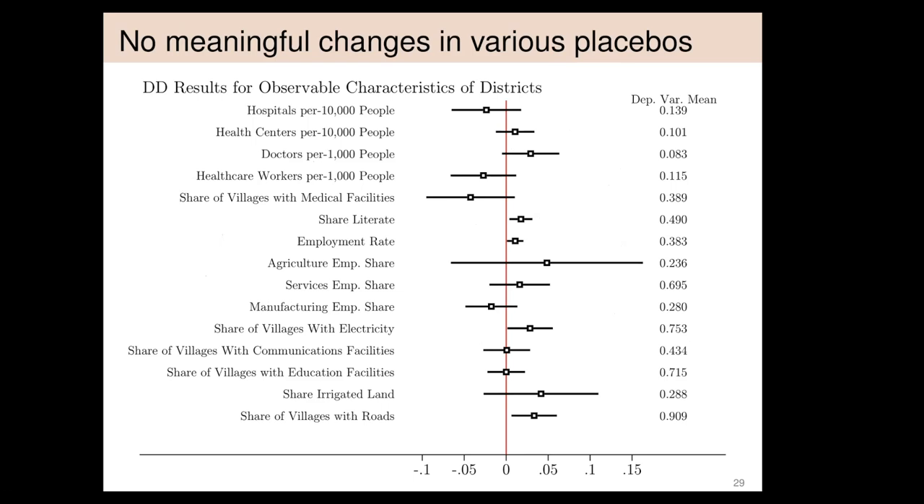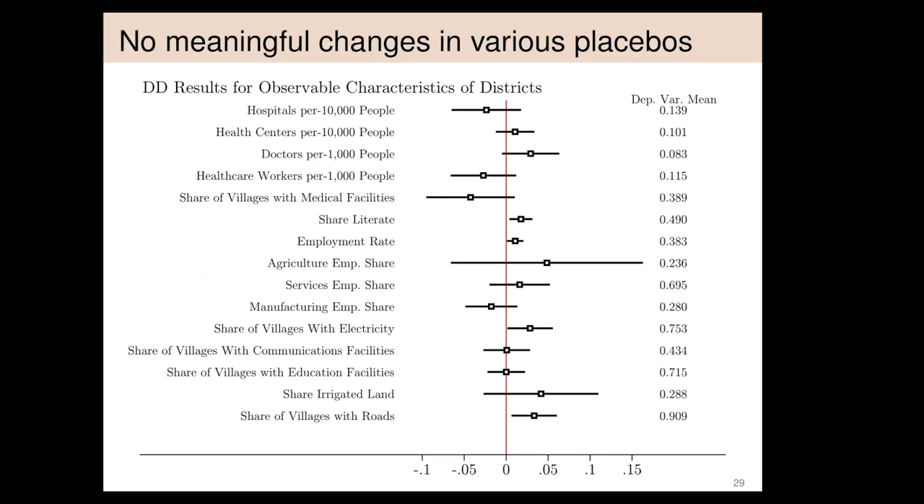Through this long list of different outcomes that might potentially offer an alternative explanation as to why vulture populations declined in those regions, we don't see any meaningful changes, definitely not in terms of precision or in terms of magnitude relative to what their means are. If anything, we're interpreting a lot of these results as pretty precise zero effects. We're not seeing healthcare infrastructure or healthcare personnel or employment shares or village infrastructure as offering a compelling alternative explanation as somehow systematically changing with the collapse of vultures in these high suitability districts.